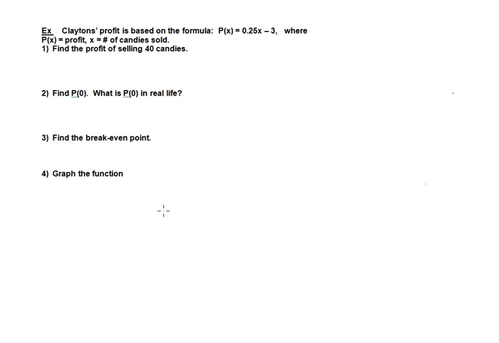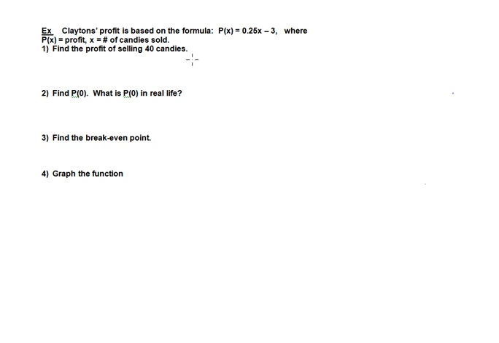I'd like to do an application of something that happened in my son's middle school. He had a friend named Clayton who was selling candy in the schoolyard, which was totally illegal. Each bag of candy cost $3, and he charged 25 cents per candy that he sold. The profit function could be expressed by the formula P(x) = 0.25x - 3, where P(x) is the profit and x is the number of candies sold.